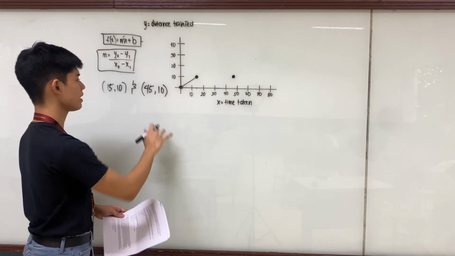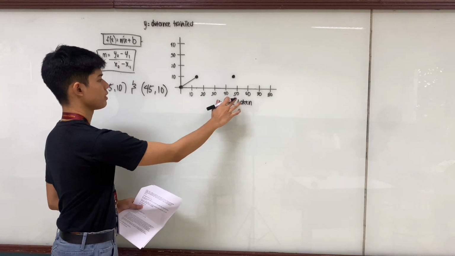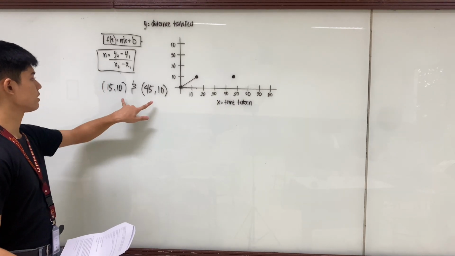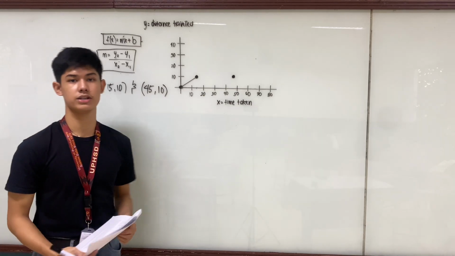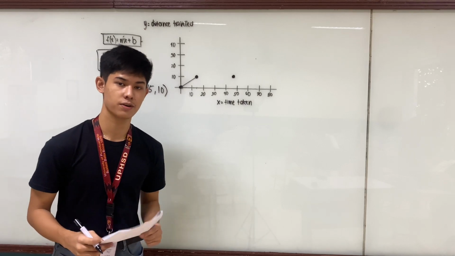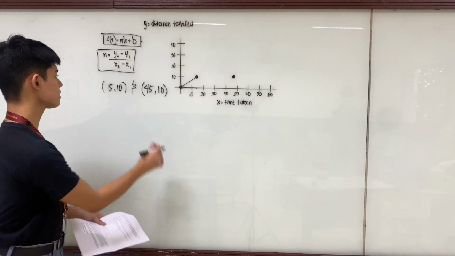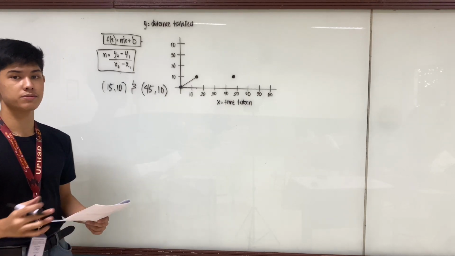So why 45 and 10? Because 45, since he took breakfast for 30 minutes. But still 10, you can see it's still 10 because he did not change his position. So he stayed at the restaurant and ate breakfast for 30 minutes. So now we have our coordinates. Let us solve for our piecewise function.